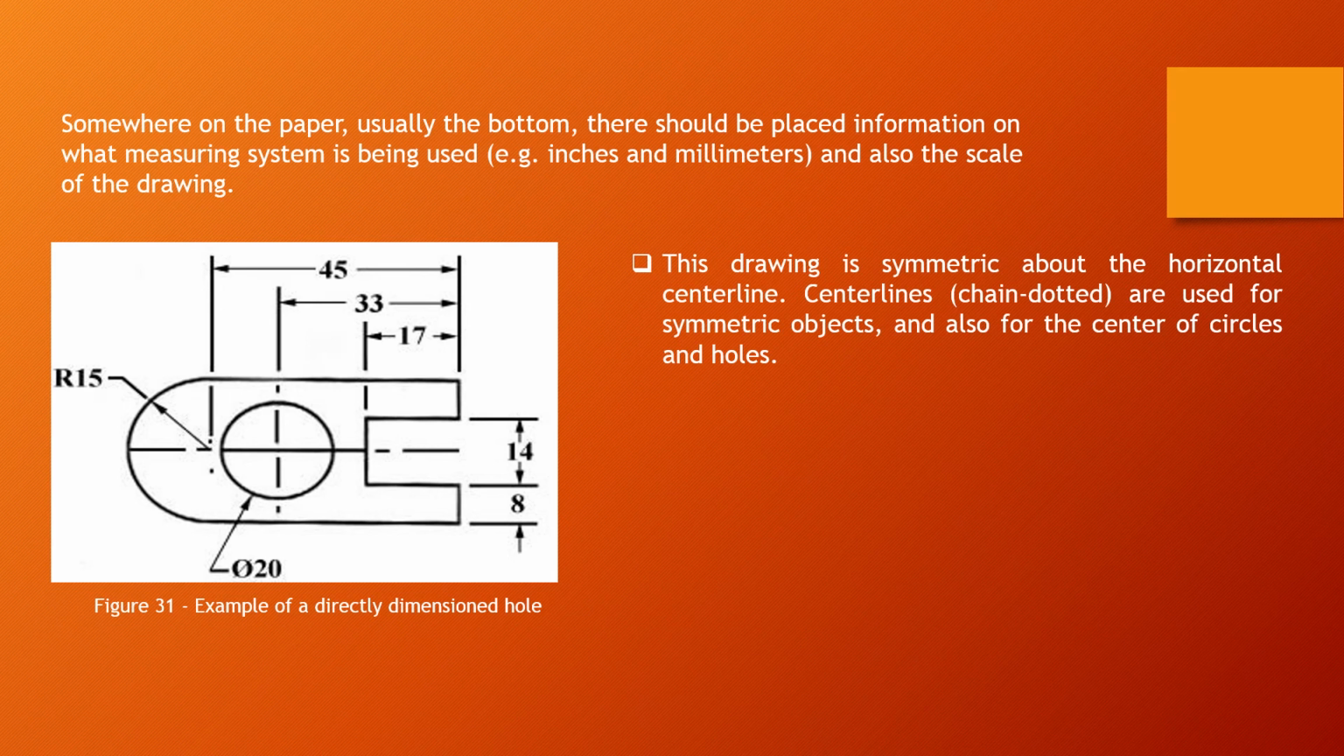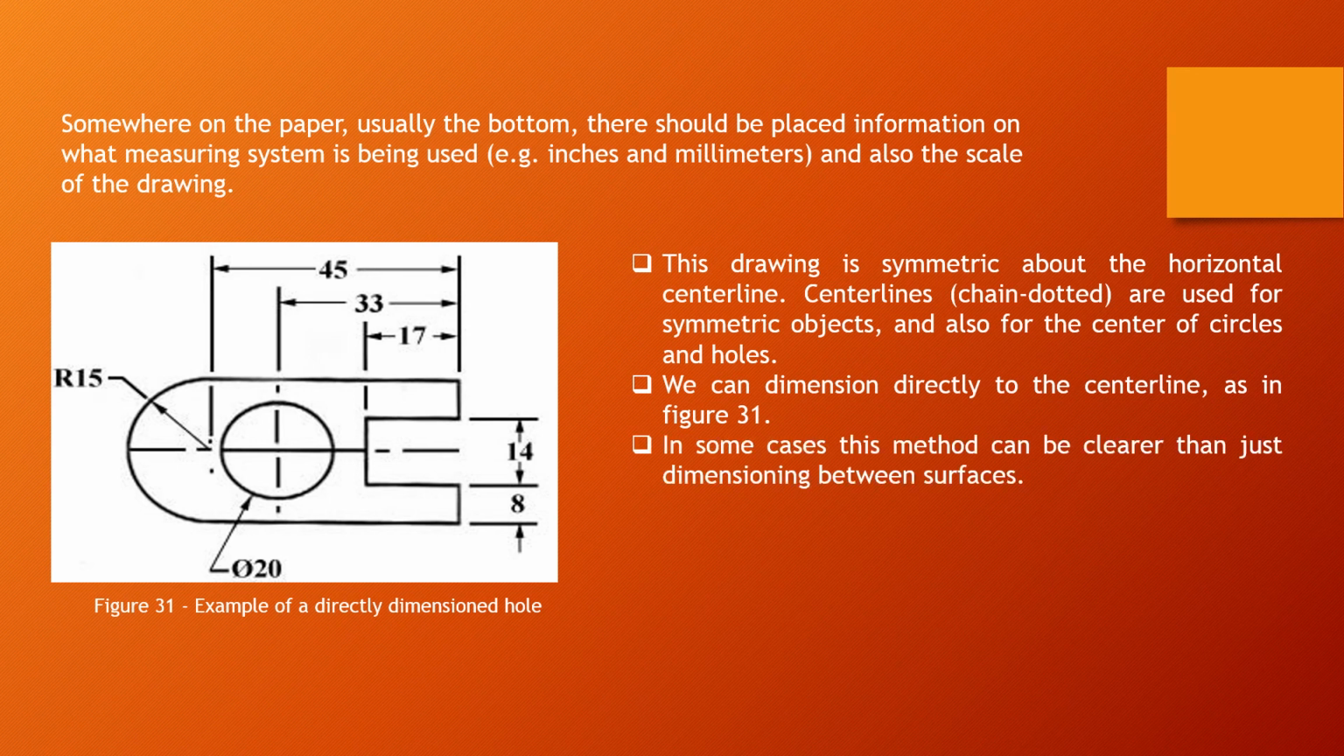This drawing is symmetric about the horizontal center line. Center lines, chain dotted lines, you can see them, are used for symmetric objects and also for the centers of circles and holes. We can dimension directly to the center line as in figure 31. In some cases, this method can be clearer than just dimensioning between circles.